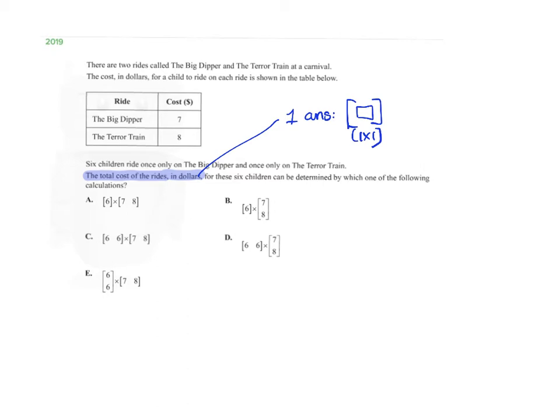Yeah? So if you look at it, we've got the cost. So here, these are the costs, and we actually want to multiply, 6 ride the Big Dipper. So I want to multiply that by 6. And 1, and what are they? 6 children ride the Big Dipper and once only on the Terror Train. Okay, so, and then we want to do, they both go. So then they're both doing 6, yeah? We have to pay 6 tickets for each. All right, so that's what we want, and we want to add them together.